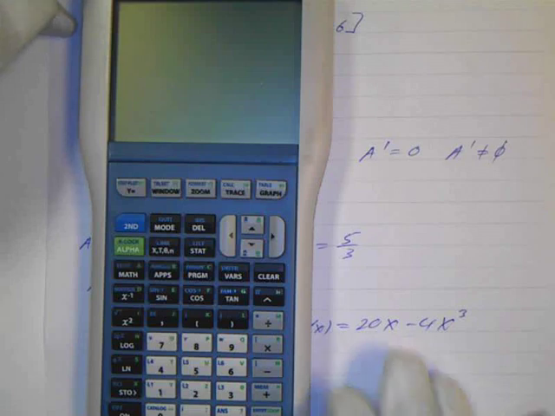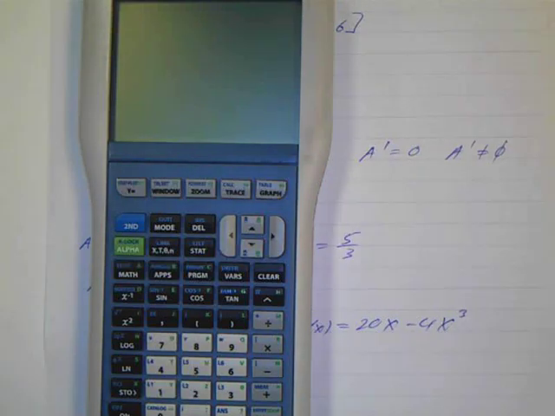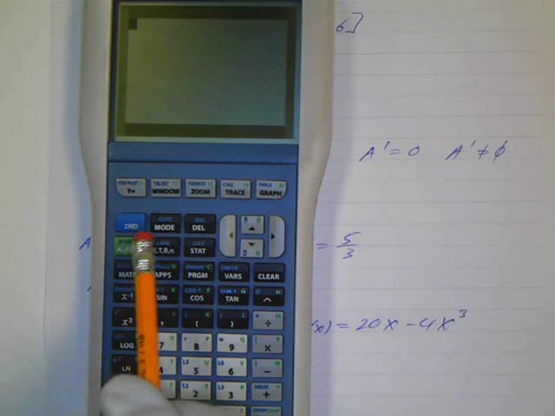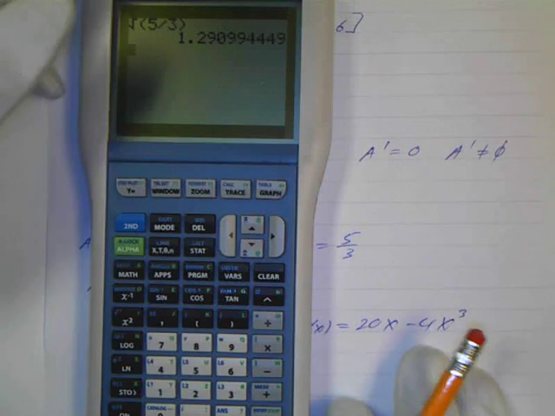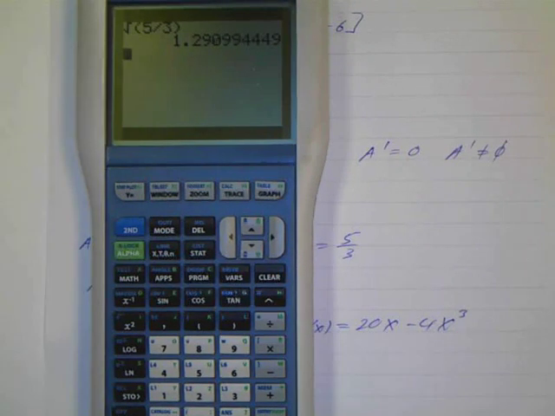So first of all, we're going to deal with the square root of 5 over 3. So we'll turn this on. We're at our home screen. And then what I'm going to do is go square root, that's second x squared, and I'm going to just put 5 divided by 3, in parentheses, and enter. And that gives me 1.29. So that's my critical number in decimal form. So I'm going to store that. I'll store that in alpha A, enter.